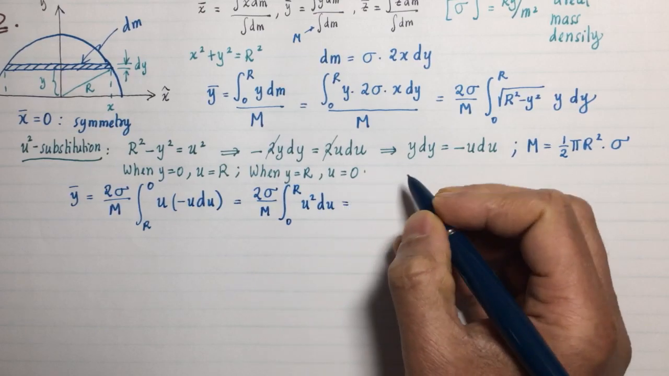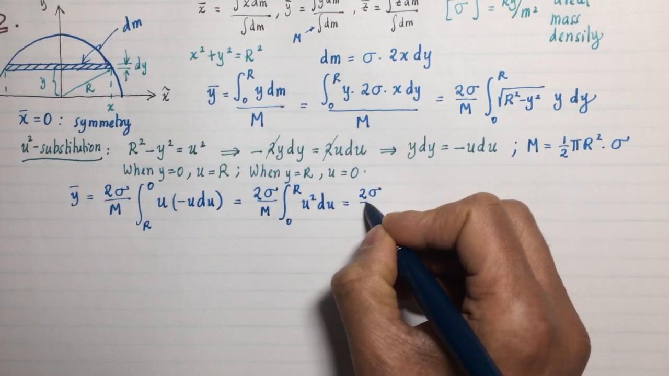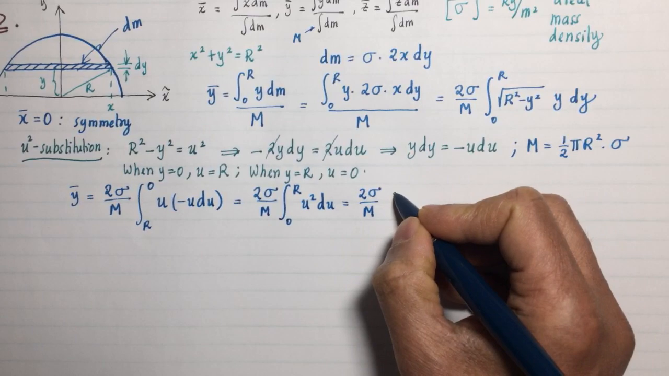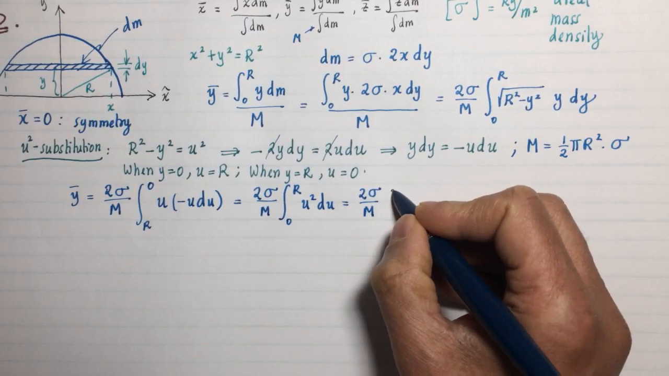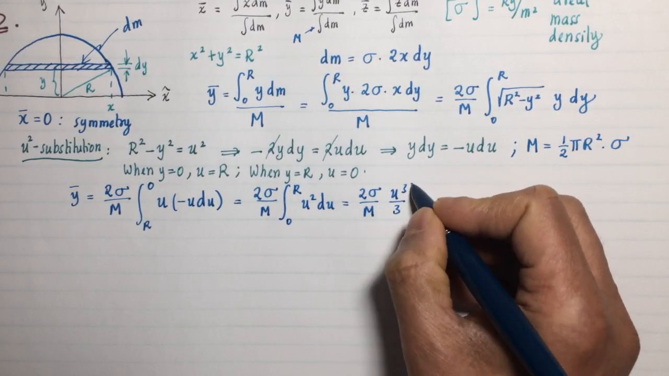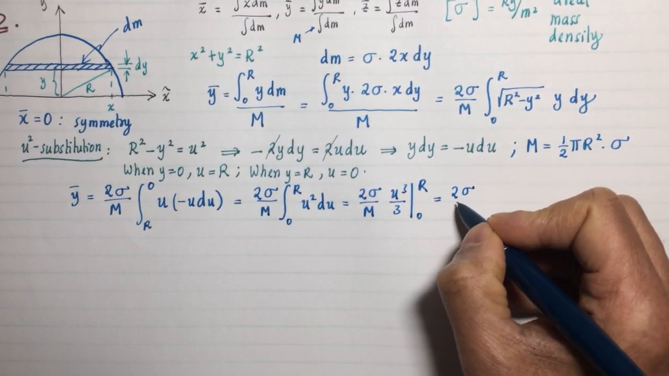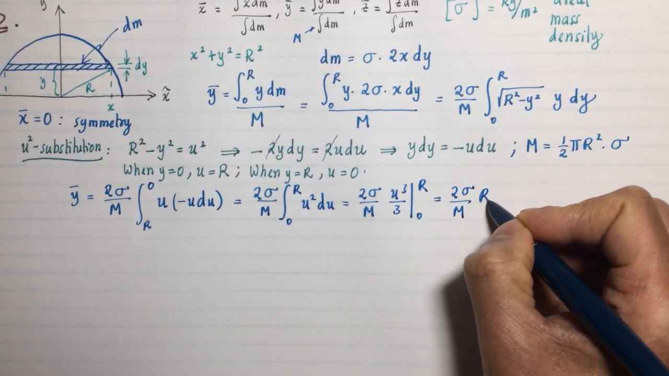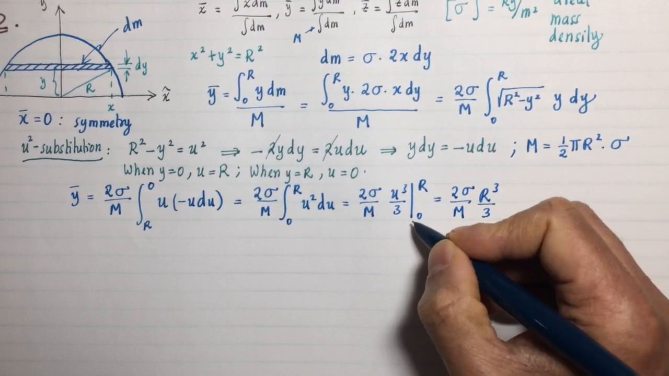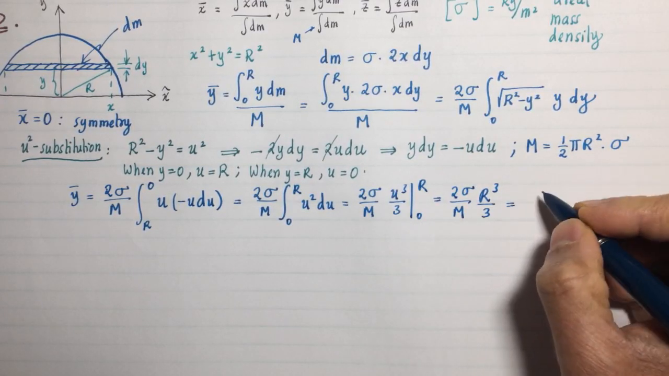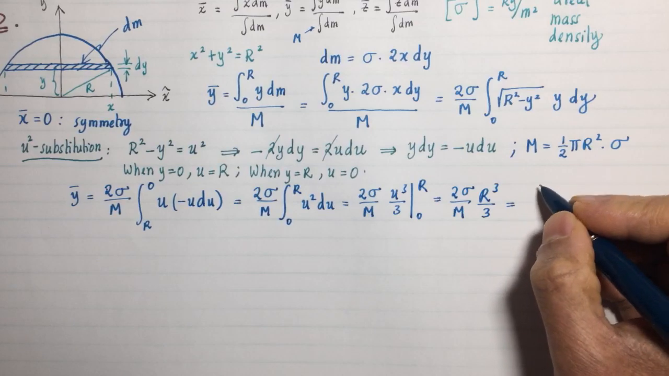Well, that's very easy to do. It's just 2 sigma over m u cubed divided by 3, and when I evaluate u cubed divided by 3 between 0 and capital R, I'm going to get 2 sigma over m r cubed over 3. The lower limit doesn't contribute. And now I'll substitute for capital M.